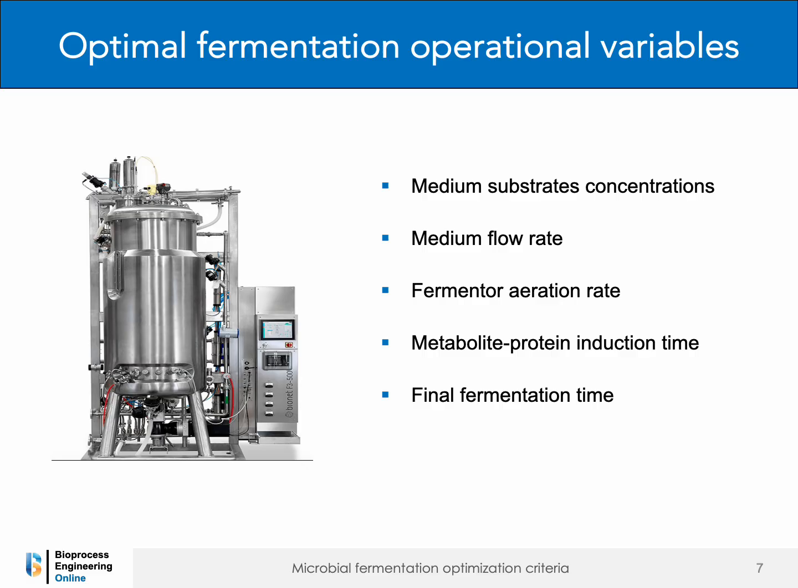For a selected mode of operation of the fermenter, the next step is to determine the optimal operational variables. These typically include the concentrations of substrates or nutrients in the medium, the medium flow rate for fed batch or continuous processes, the fermenter aeration rate, the timing of metabolite induction for inducible production systems, and the final fermentation time or harvest point.